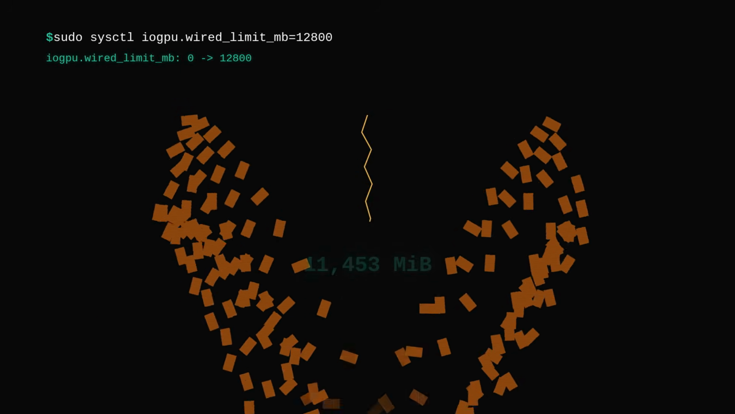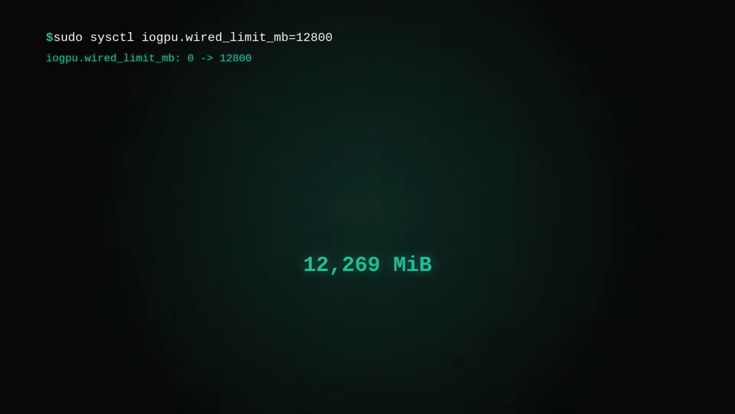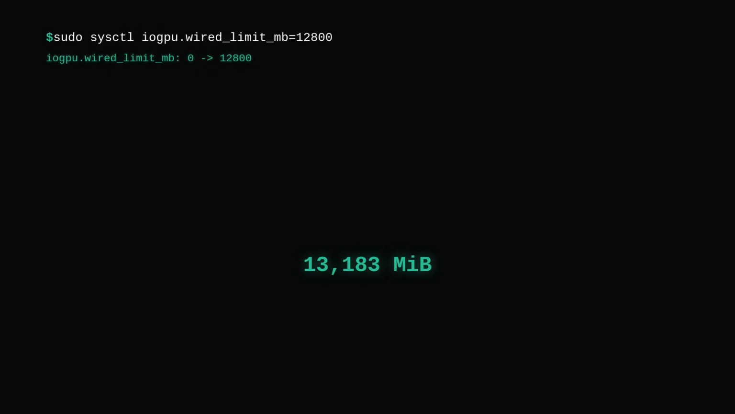One command. That one command raises the GPU memory ceiling from 11.4 to 13.4 gigs. No system integrity bypass needed. Resets when you reboot. Completely safe. And that extra 2 gigs of headroom? That is exactly what 1 million tokens needs.